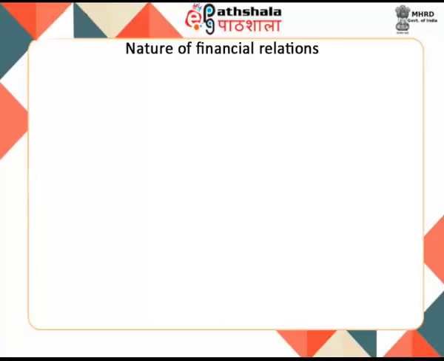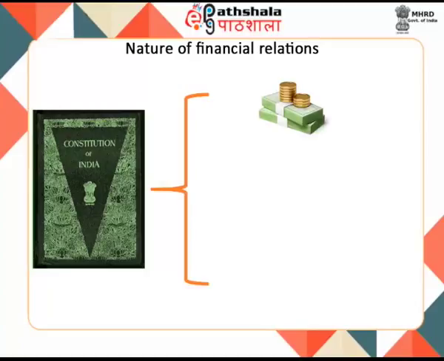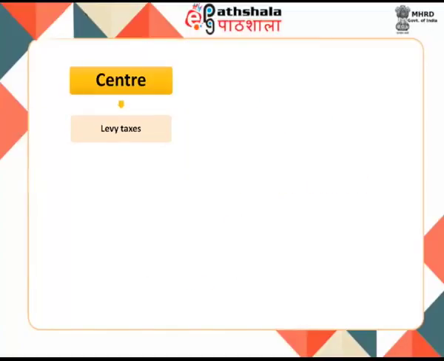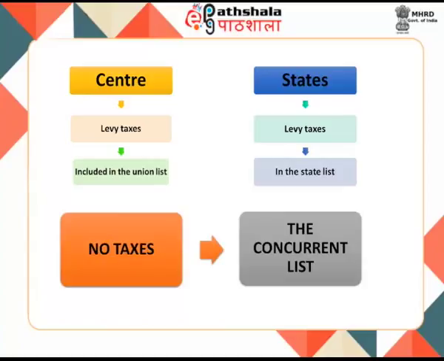Let us discuss the nature of financial relations. Indian Constitution gives a detailed scheme of distribution of financial resources between the Union and states. Both the Union government and the states have been provided with independent sources of revenue. Center can levy taxes on the subjects included in the Union list. The states can levy taxes on the subjects in the state list. There are usually no taxes on the subjects in the concurrent list.